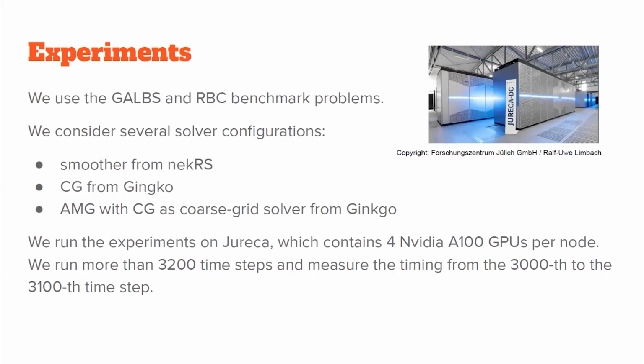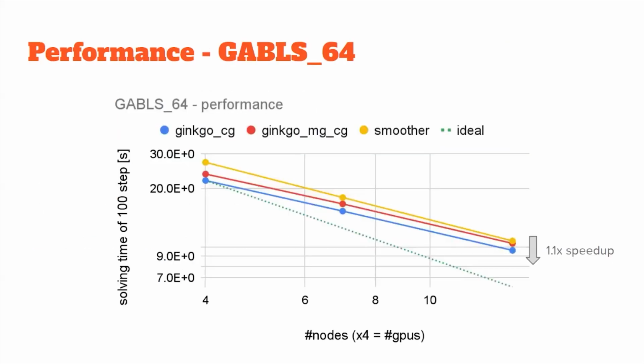And we run this experiment on Eureka. Each node contains 4 NVIDIA A100 GPUs. We run a longer simulation just to make sure it's long-term running, so we do not just measure some overhead in the beginning. We run more than 3,200 time steps, and we report the timing from the 3,000th to the 3,100th time step here.